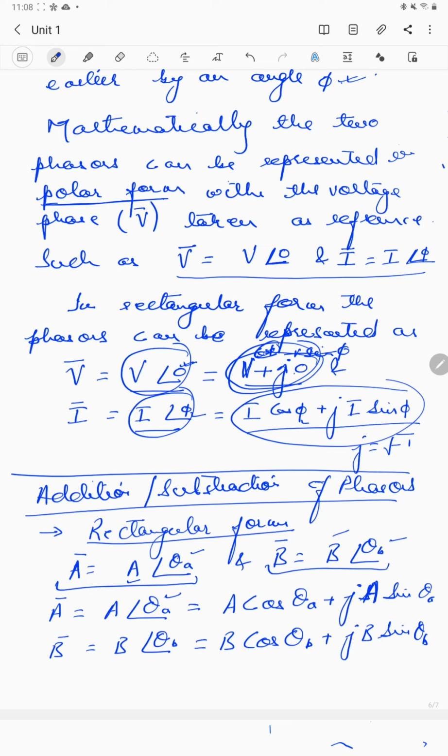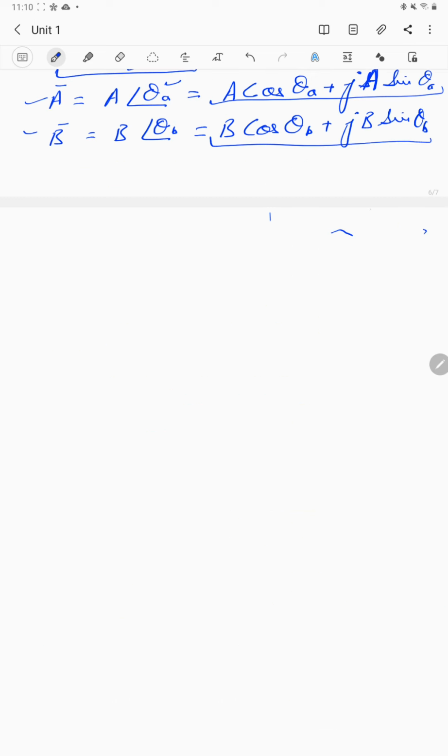Okay, so now we have converted both of them. These are the two phasors we have written over here in polar form, and we have now converted these two phasors into rectangular form. So this is the rectangular form of these phasors. Now we are going to add them. Now let's see how we are going to add and subtract them.